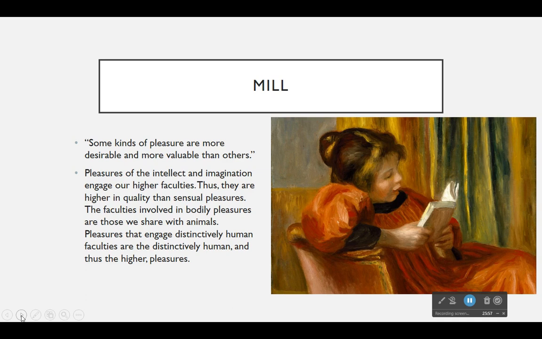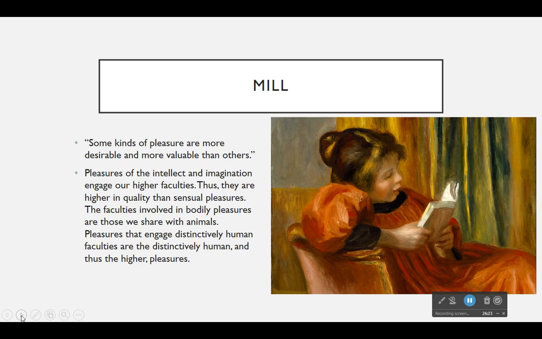So some kinds of pleasure are more desirable and more valuable than others. Now when he says here more desirable, what he means is that, say for example, just to stick with my example of literature, Shakespeare is better than comic books. The works of Shakespeare have more intrinsic value than comic books have. They're more desirable in that sense.